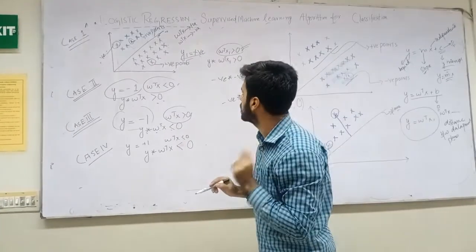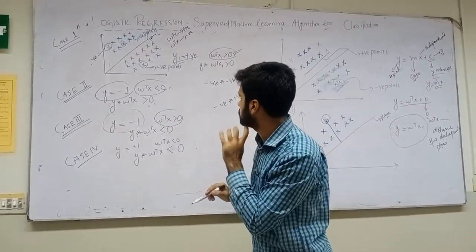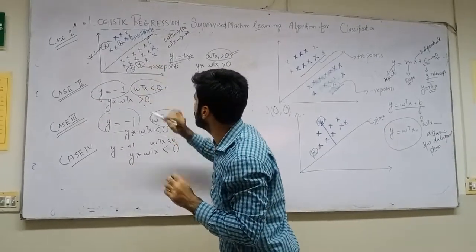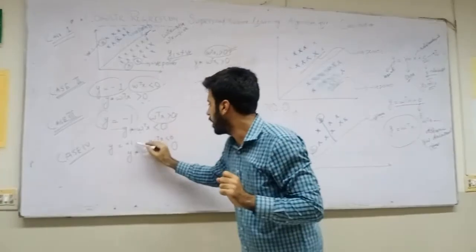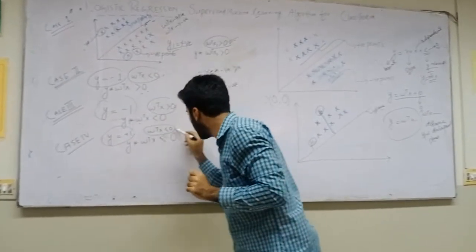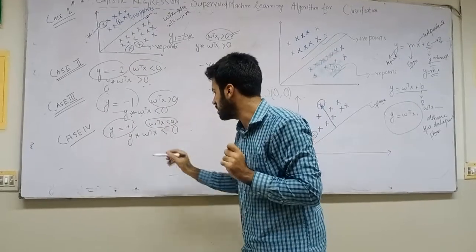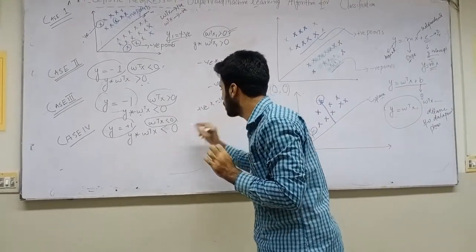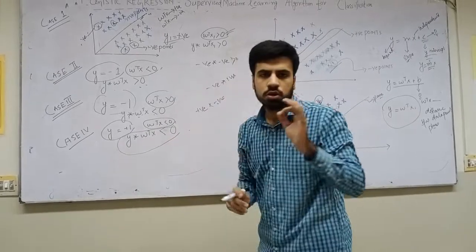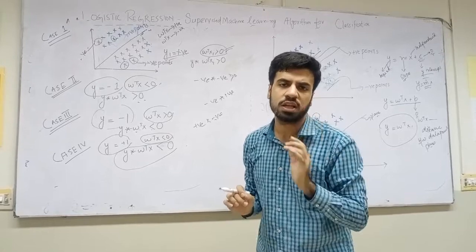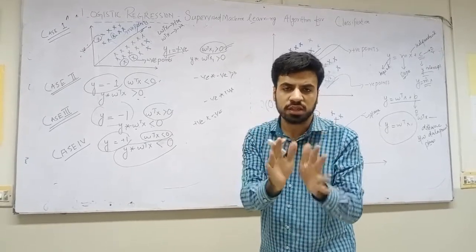So let us consider another case. I have a data point over here, for example. These are basically two positive values. So y is positive, and this point is below this line, so WTX is less than 0. So y multiplied by WTX is a positive value multiplied by a negative value. What will the answer be? It would be less than 0. As the value goes less than 0, it means that our data point is wrongly classified. If the value is greater than 0, it means it is correctly classified.